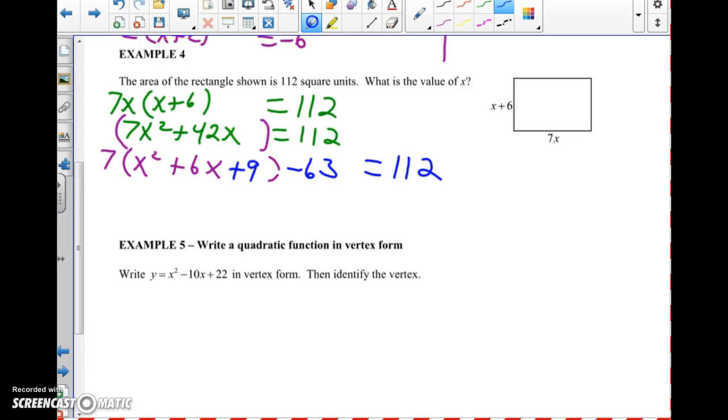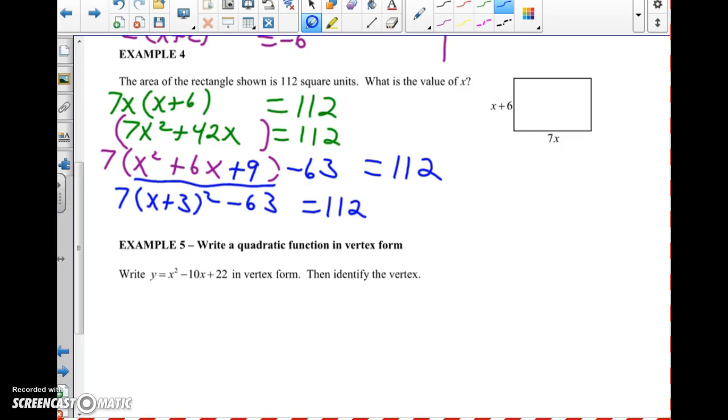Okay, now here goes the next thing. Factor the hood, factor the hood. So 7(x + 3) squared minus 63 equals 112, right? Okay, now we can solve.